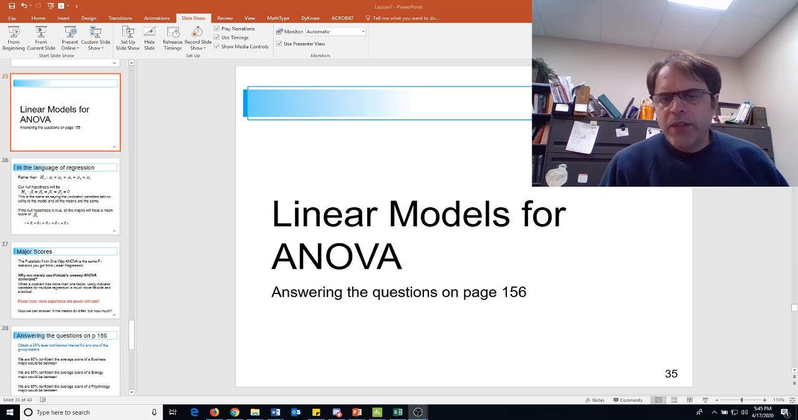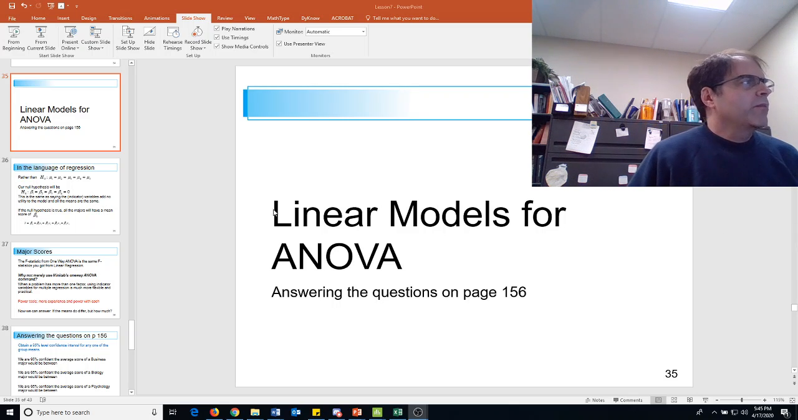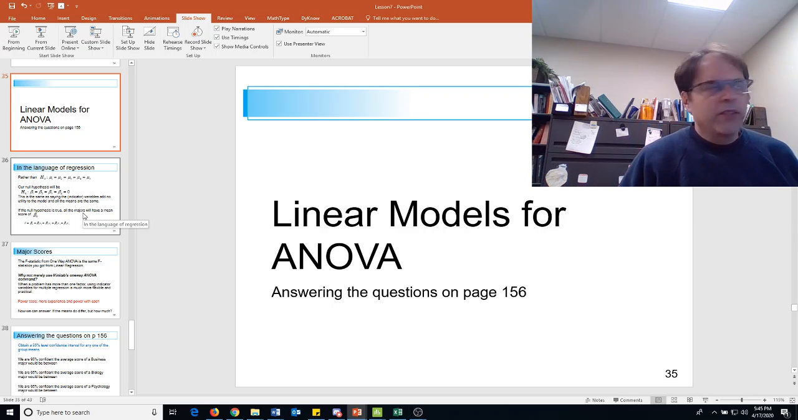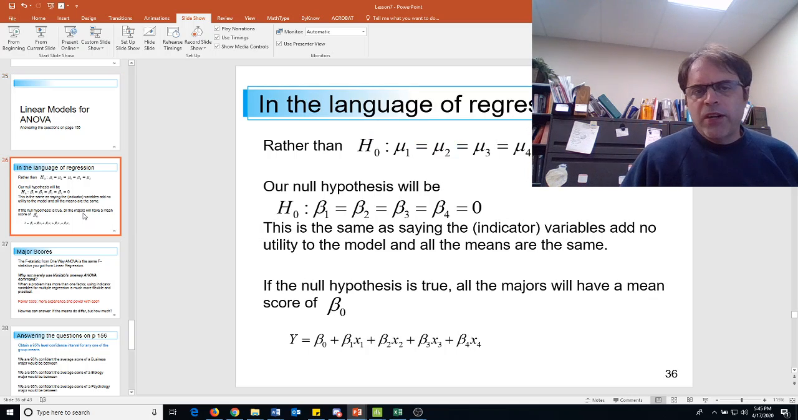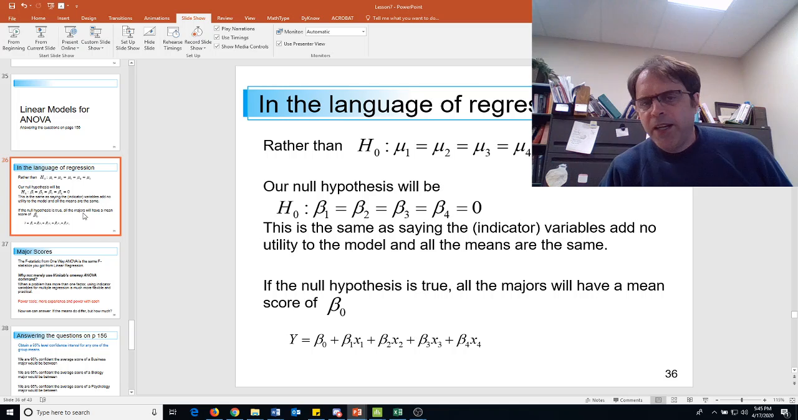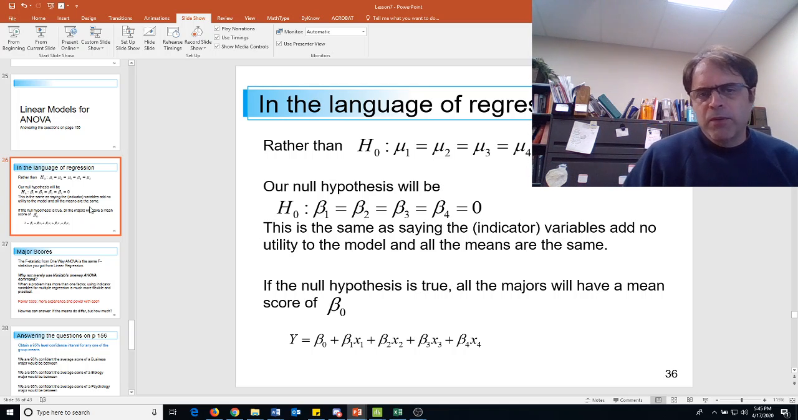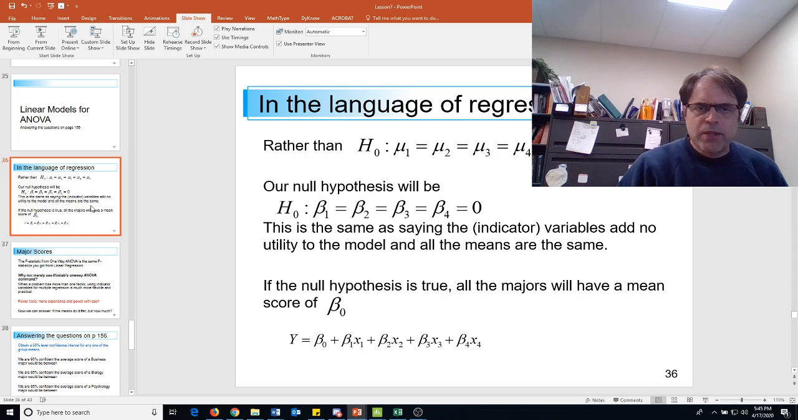All right, let's answer the questions on page 156. Remember that in the language of regression, we have been talking about the null hypothesis that all the betas were 0 with the indicator variables, rather than the language of one-way analysis of variance, where all the means were equal. And if we tested those all out, we should do a residual analysis.